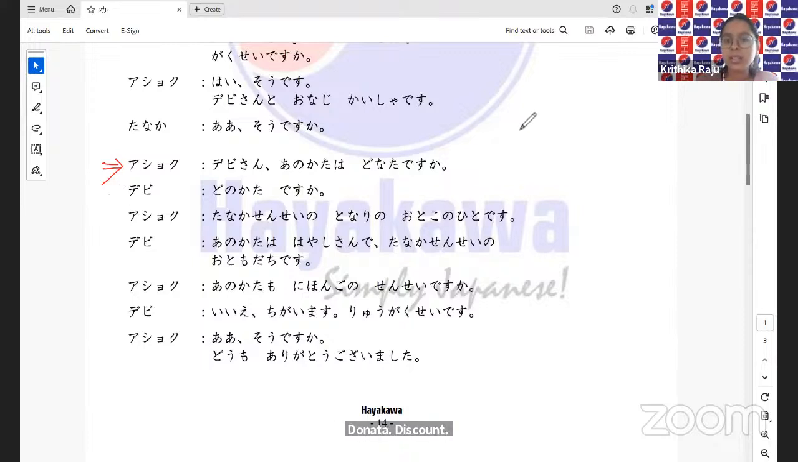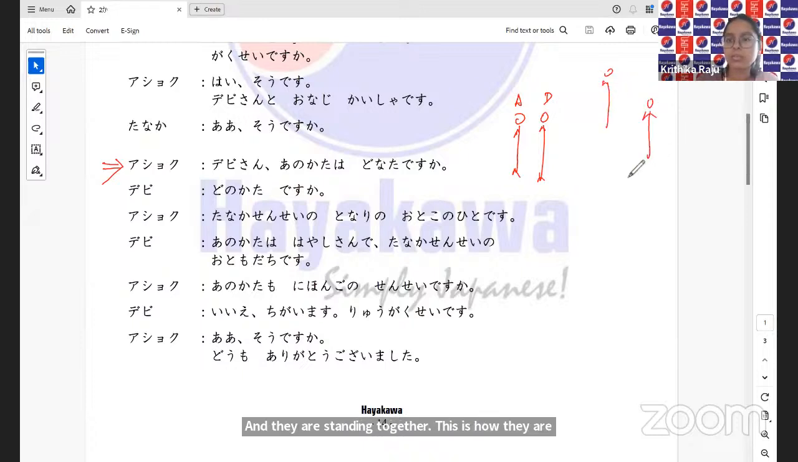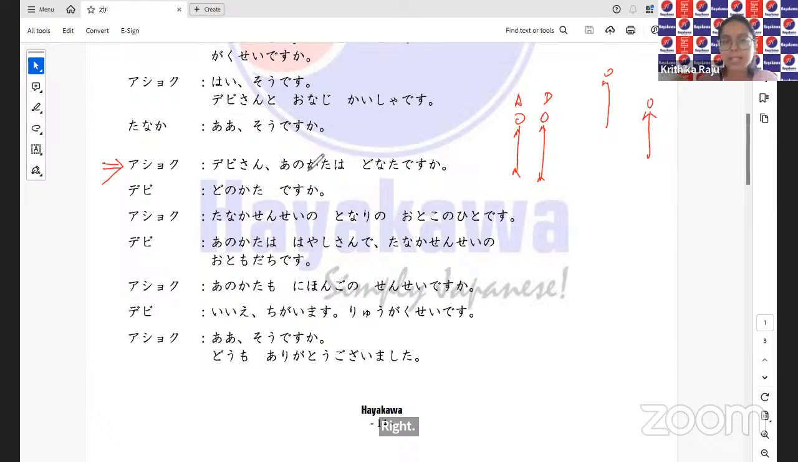So here you will find Ashok and Devi are standing together. This is how they are. And there are other people around the room, right? So now Ashok calls to Devi. He says, Devi-san, anokata. What does anokata translate to? Who is that person? That person over there.